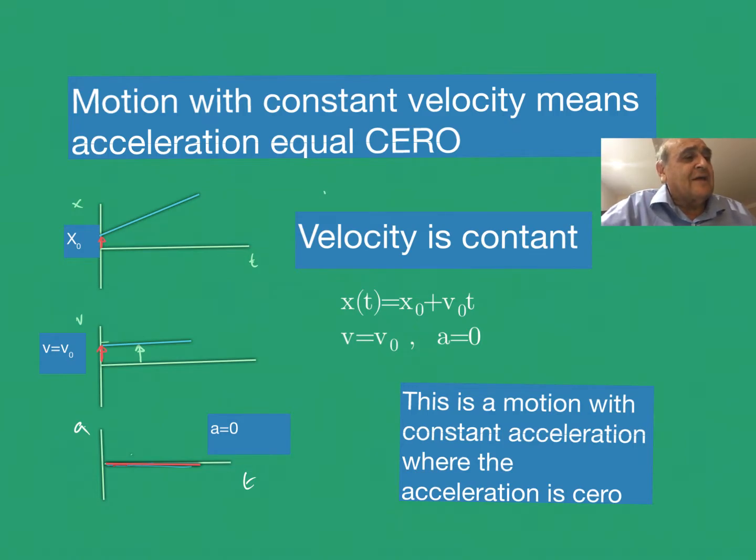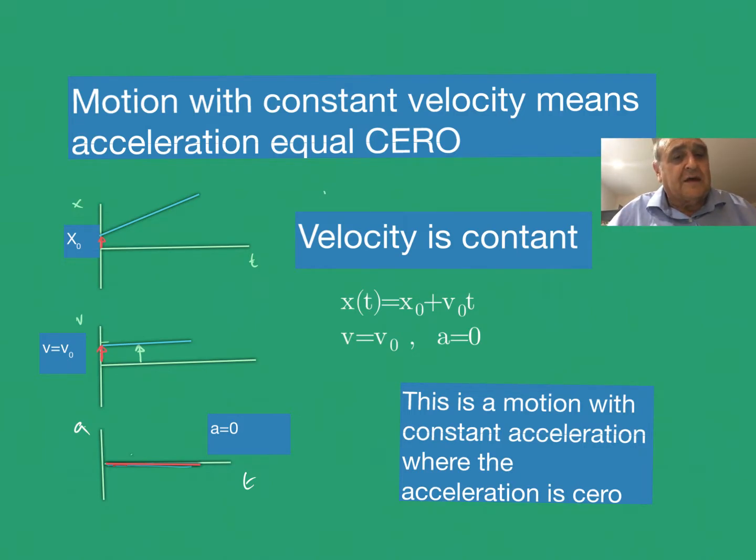What we are going to study is the case when the acceleration is not 0. The acceleration may be positive, may be negative, but the rate of change of the velocity with respect to time is constant. The velocity always changes at a constant rate. It means that if the velocity changes by 1 meter per second, it will change in the next second by 1 meter per second again.